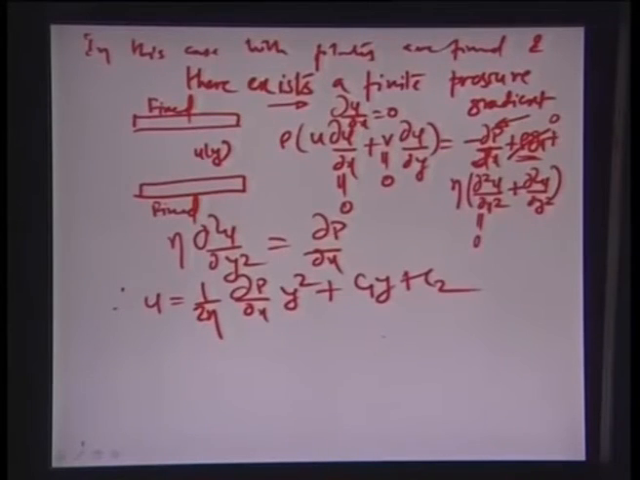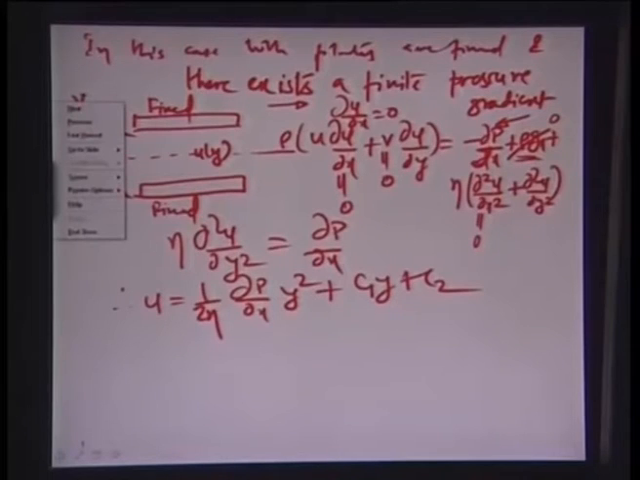Let us investigate what happens in this particular case. If you have a central axis here and y equal to 0 here, and we assume y equal to plus h as the spatial location of the upper plate and y equal to minus h as the spatial location of the lower plate. In that case, the velocities here, because the plates are fixed, are zero.